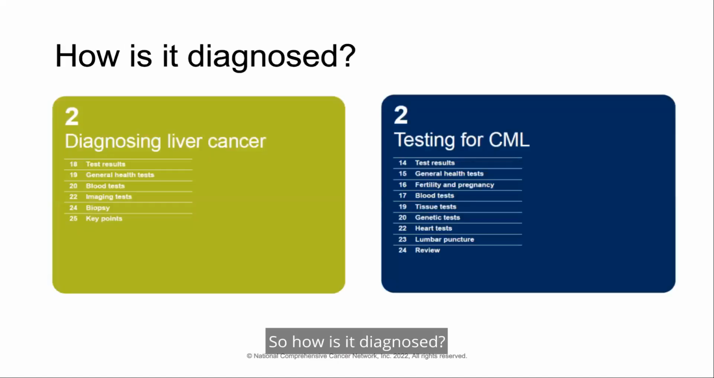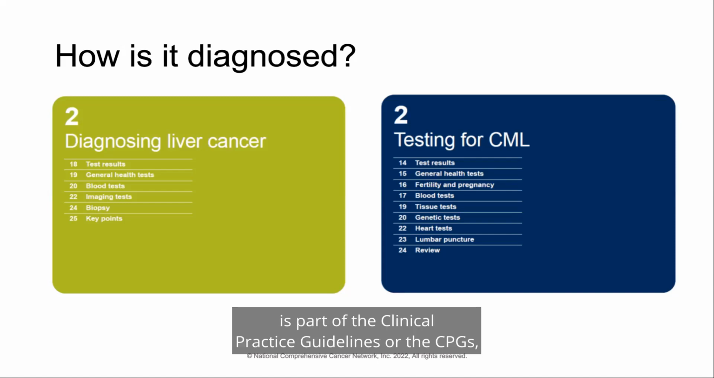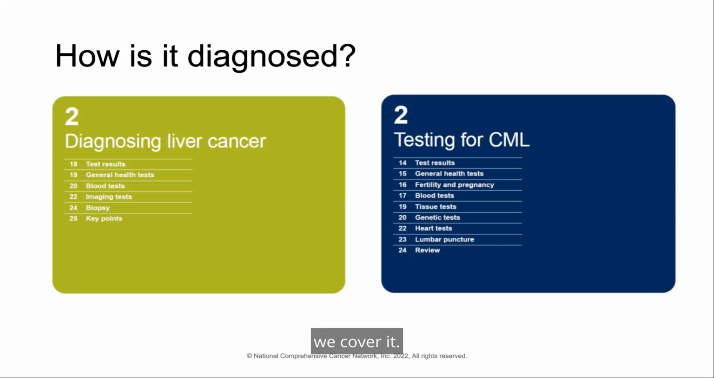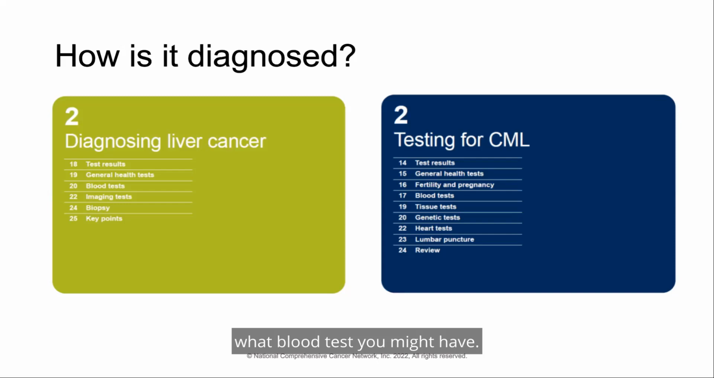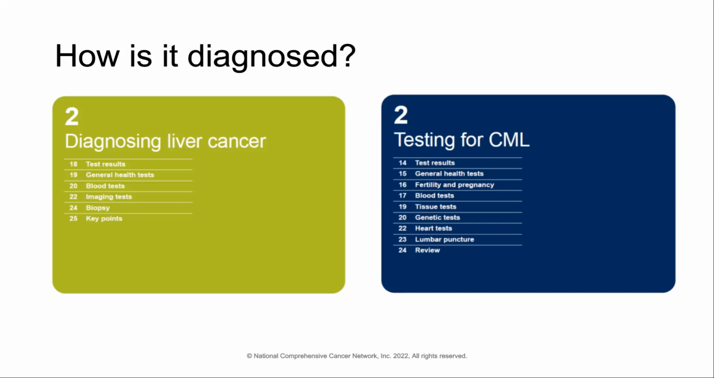So how is it diagnosed? Testing or how a disease is diagnosed always follows the first chapter. It includes tests and what to expect. So we're always trying to set the expectation, trying to define what the tests are, what tests you might have. Not everyone is going to have all of the tests, but since testing and diagnosis is part of the clinical practice guidelines, or the CPGs, we cover it. We make sure that everyone is kind of aware what blood test you might have.